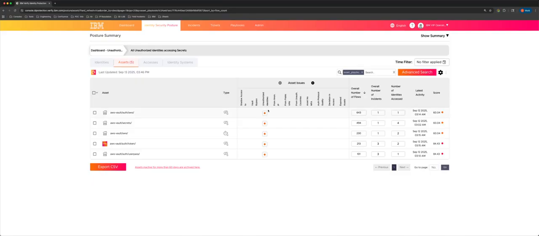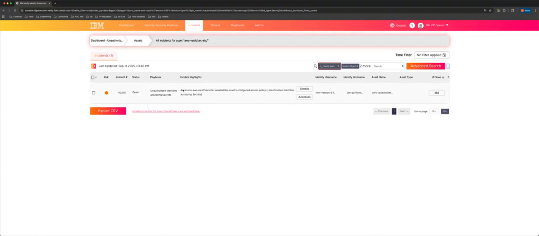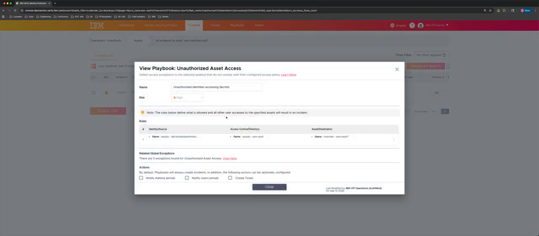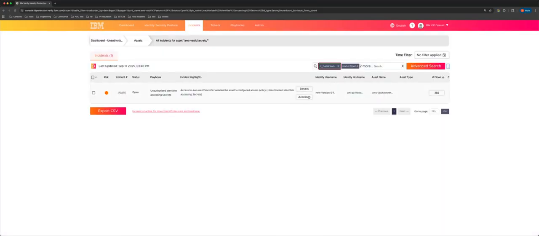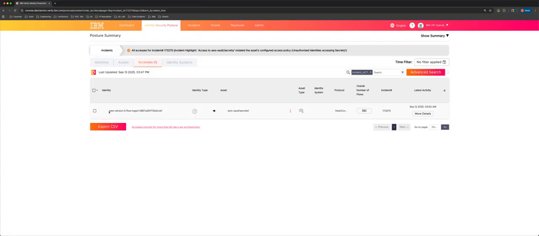And what we can learn here, if we look at, for example, the secrets incidents here, is the access, validate the access configuration. And for example, if we look at the playbook, we can quickly understand why this was triggered. This is the only user who's currently allowed access through AWS Vault to the secret. And if we look at the accesses here, we can actually see that there is a different, what looks to be a service account or a token that is accessing that secret. So you can make sure that the correct identities are actually accessing that secret.